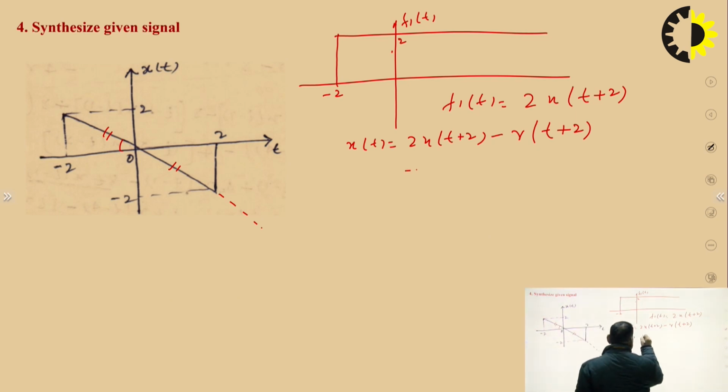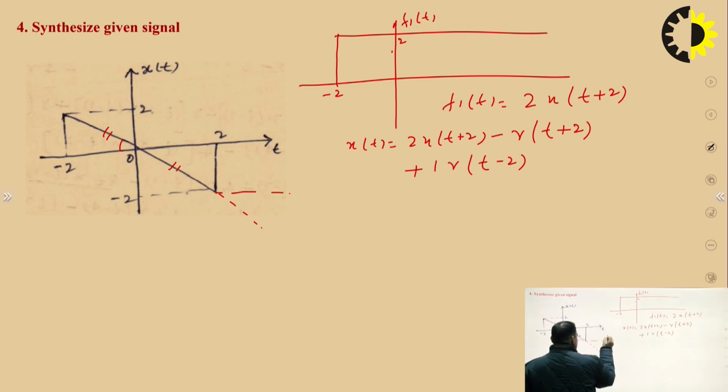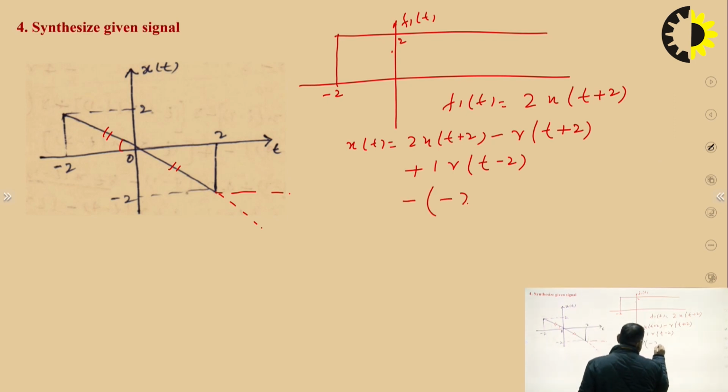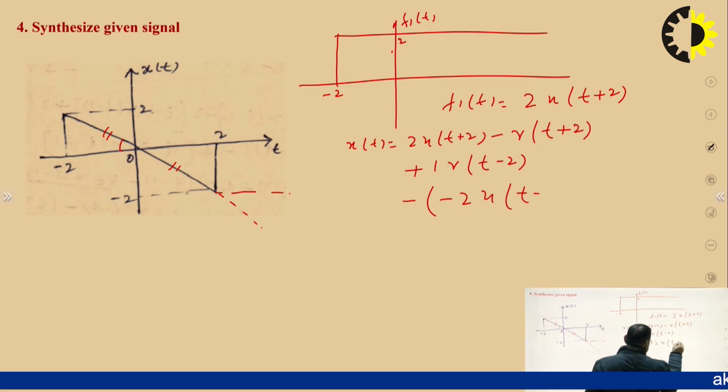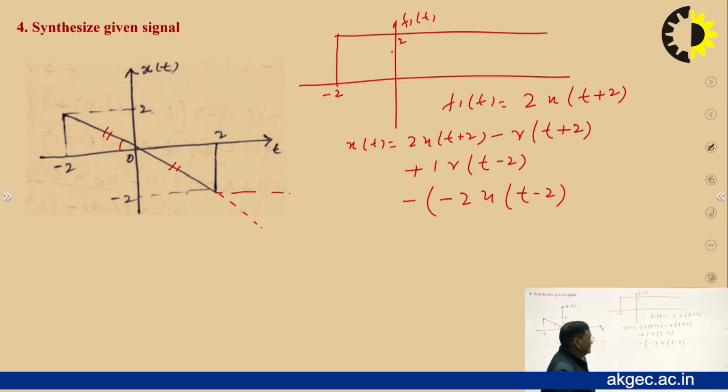So here we add the same slope, which is 1, and the ramp is r(t-2). If we add this function, this line will go like this, and if we subtract this portion, we get this. So then minus 2u(t-2). So this is the equation of this line. This is our wave shape. These are the equations.